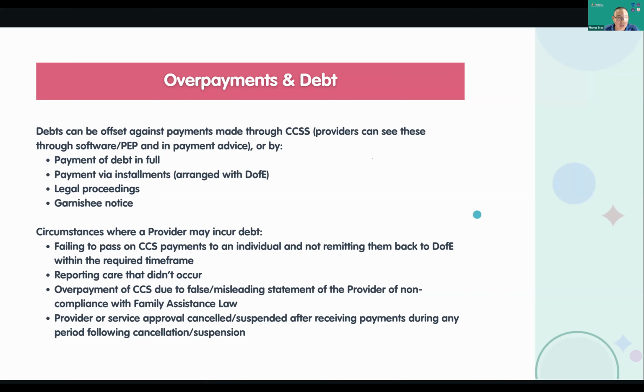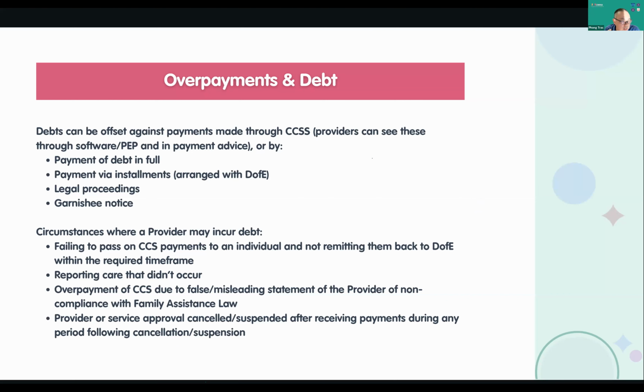So in very basic terms, if you've been paid more CCS than what your submitted sessions are, then the Department of Education, Centrelink, do a reconciliation. They say, hey, we've paid you way too much. We need to recoup some of that back.